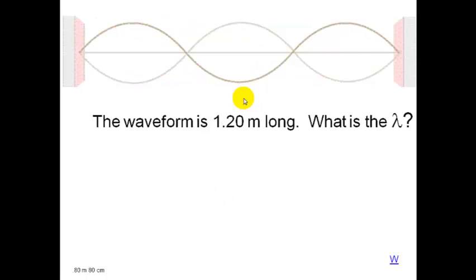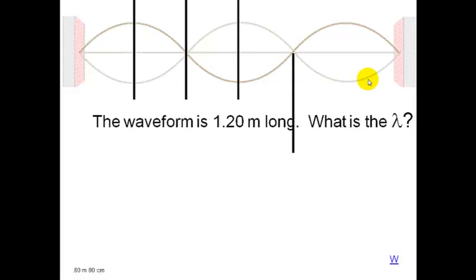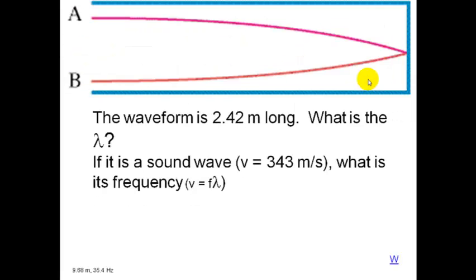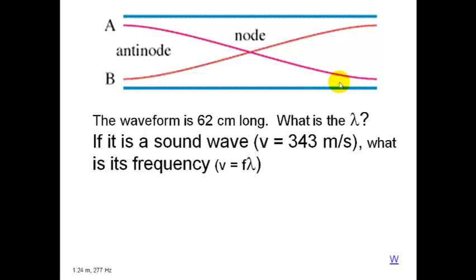Here again, the wavelength is 1.2 meters long. What is the wavelength? The waveform is 1.2 meters long. What is the wavelength? Pause and try to solve this one. Same again. Try to solve this one. Pause. Here again. Pause.